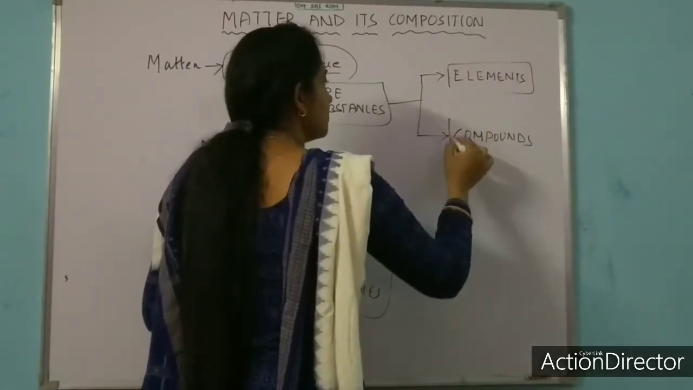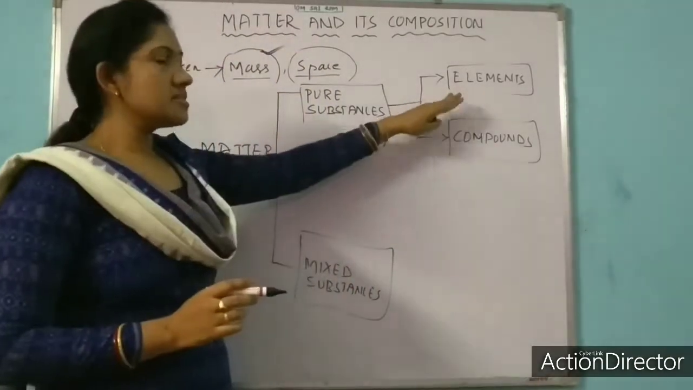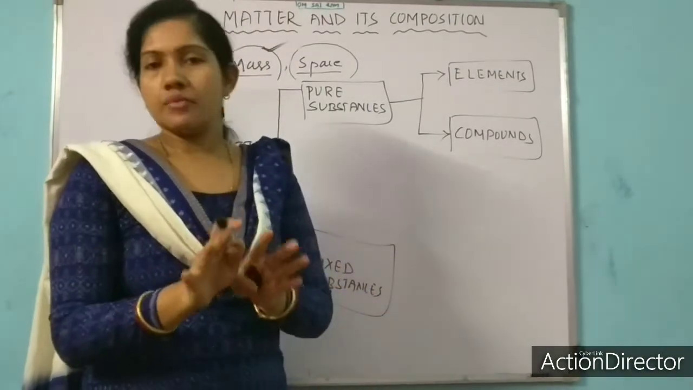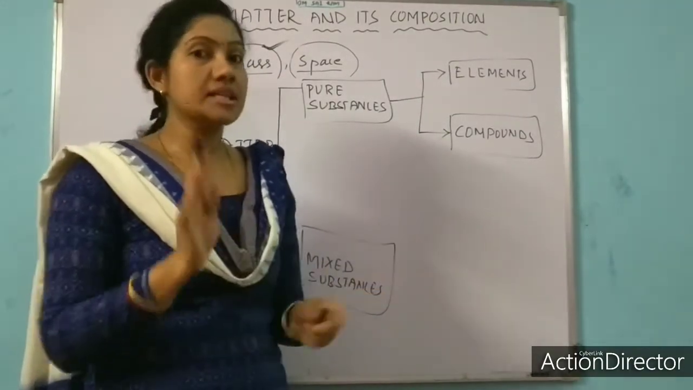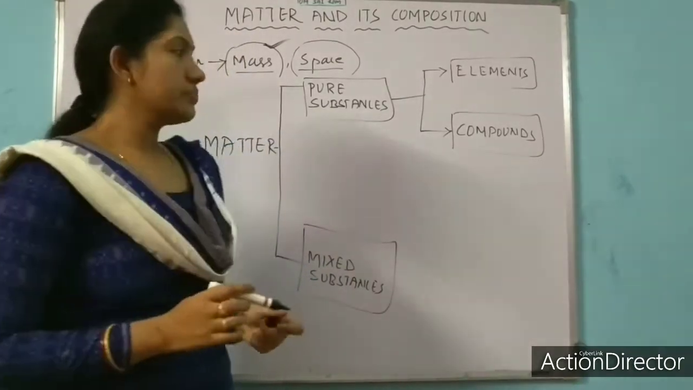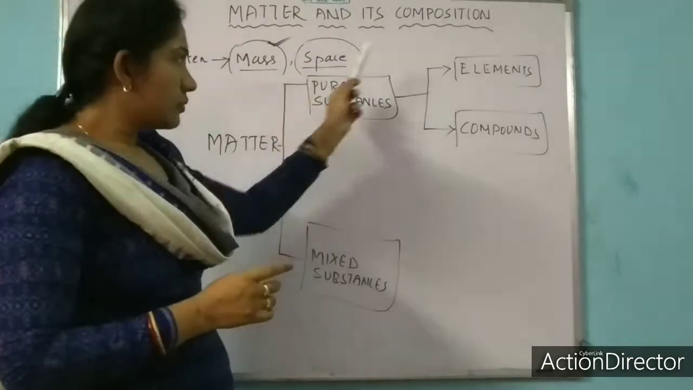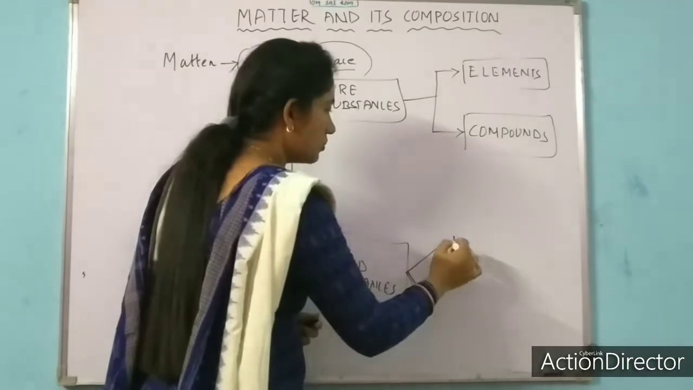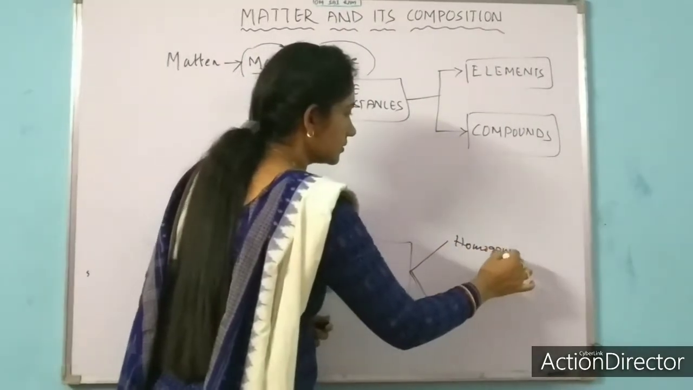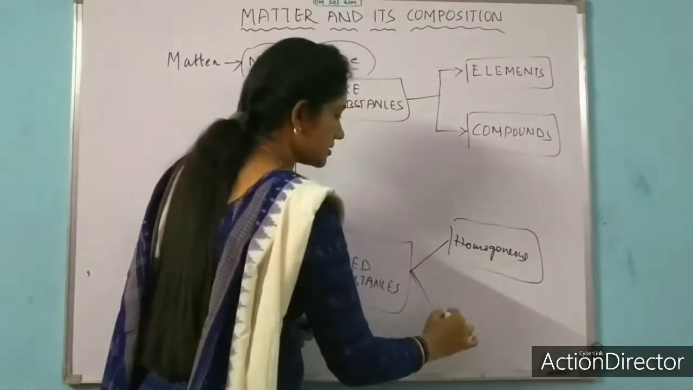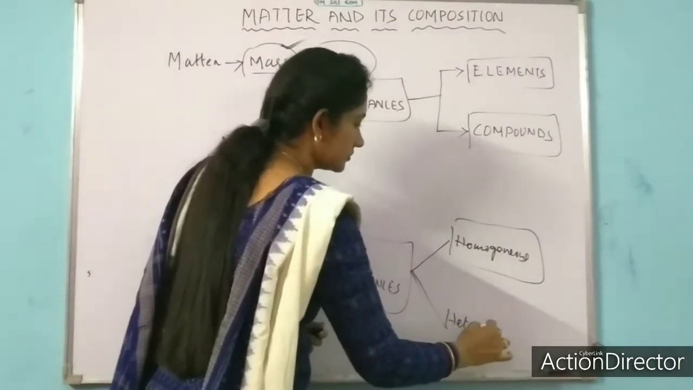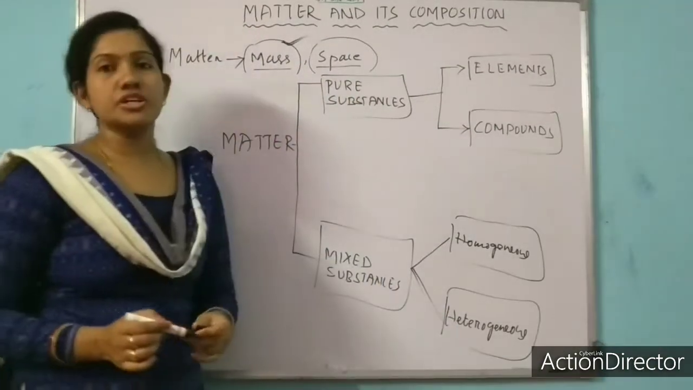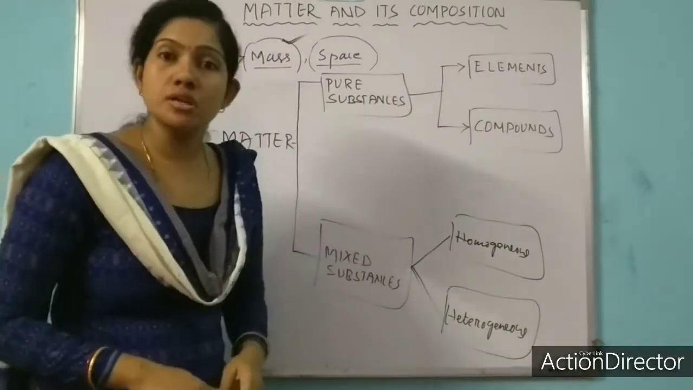Got it? Pure substances are of two types, elements and compounds, and mixtures can be of two types, homogeneous and heterogeneous. That is not the topic of our discussion. Already you have studied in class 6 about homogeneous and heterogeneous mixtures. So this way we can classify matter. Here, just for your knowledge, I am writing homogeneous and heterogeneous. Okay, so this is the classification of matter, or we can call it the composition of matter.